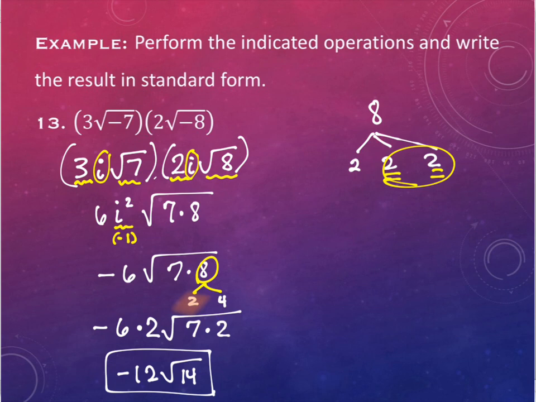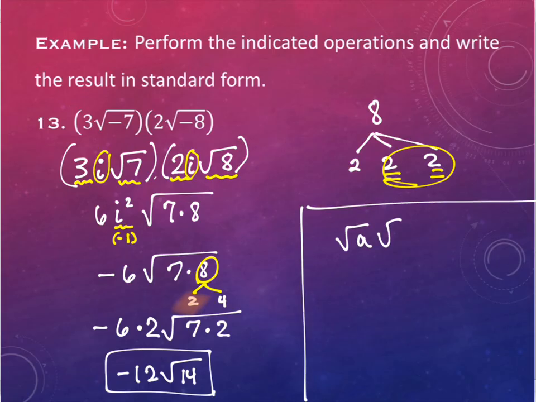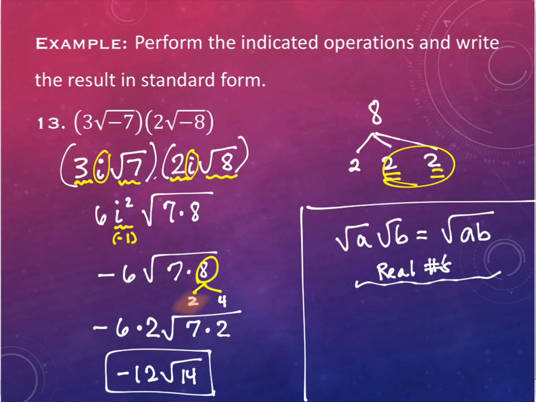Okay? So there's a property for real numbers that says what we just did over there. It says if I have the square root of a and the square root of b, this is the square root of ab. That's a property I just used. This is a real number property. Here's the deal. If I do this wrong and I assume this property works for complex numbers, which it doesn't, I will get this problem incorrect. And I want to show you why it fails for those numbers by using this example, okay?